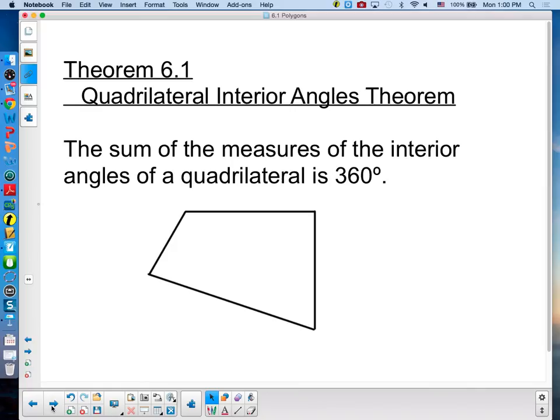So instead of triangle sum theorem, we're going to say quadrilateral sum theorem. The sum of the measures of the interior angles of a quadrilateral is 360 degrees.